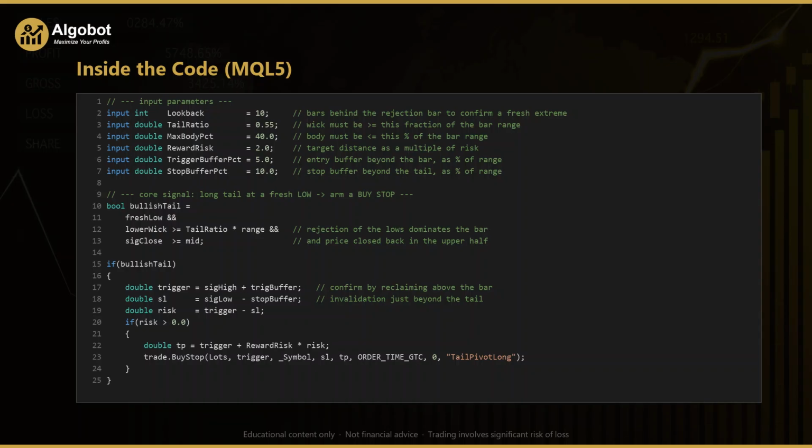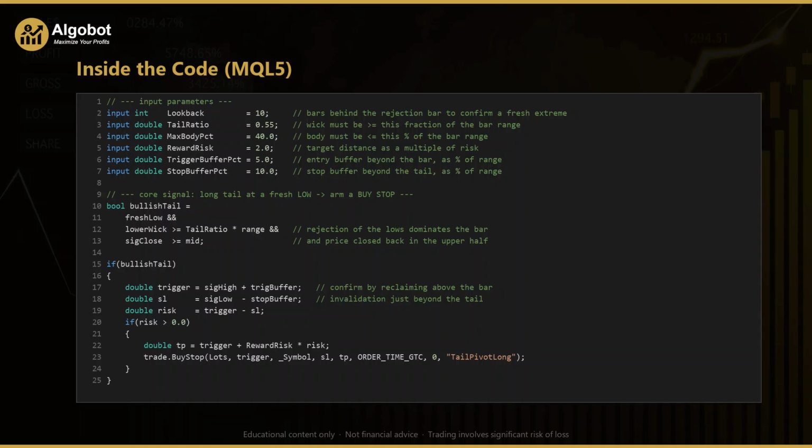Now look at the signal block. The Boolean bullish tail becomes true only when three things agree at once. Fresh low confirms the low is a new local extreme. The lower wick is at least the tail ratio of the range, and the close finished at or above the midpoint of the candle. When that is satisfied, the engine computes the entry level as the bar's high plus the trigger buffer. The stop loss sits at the bar's low minus the stop buffer.